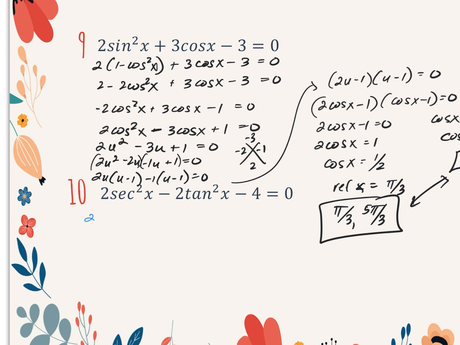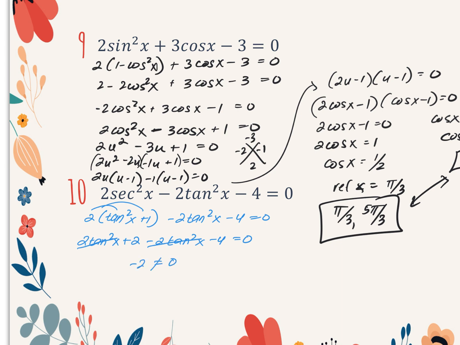So I know that secant squared theta is equal to tangent squared theta, or x, plus 1. So minus 2 tangent squared x minus 4 equals 0. I'm going to distribute the 2. 2 tangent squared x plus 2 minus 2 tangent squared x minus 4 equals 0. And now that I distributed that out, I notice that I have 2 tangent squared x minus 2 tangent squared x. So all I end up getting is negative 2 equals 0, and that's a false statement. And so this means this must be a no solution.